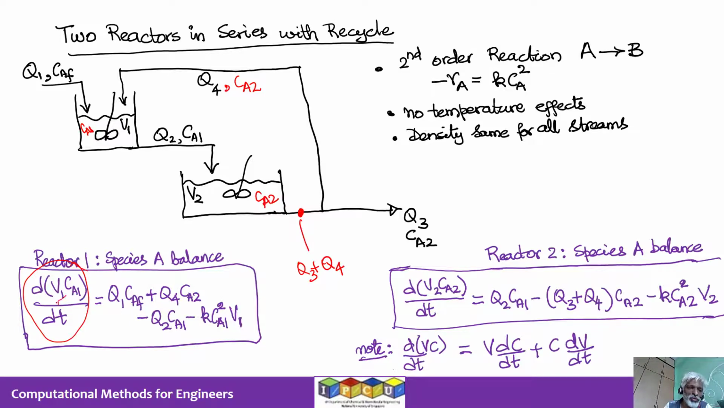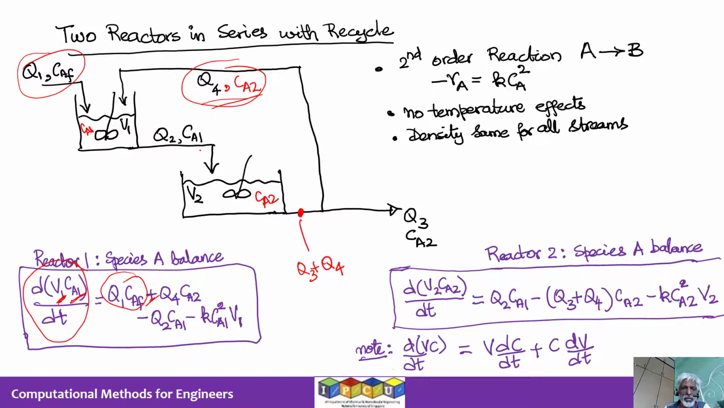V1 is the volume of the first reactor. CA1 is the concentration of A in the first reactor. So this should make sense to us. This is going to be equal to the net A coming into reactor 1. It is going to be coming from two sources, from the fresh feed stream and from the recycle stream. So you have Q1 CAF, that is the amount of A coming through the fresh feed stream. Then plus, because there is another inflow stream for A, Q4 times CA2.